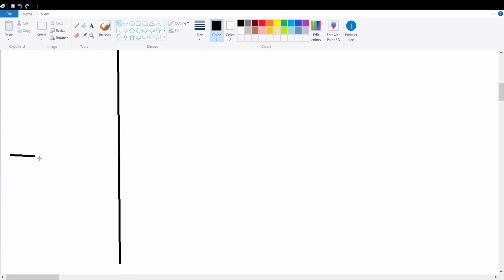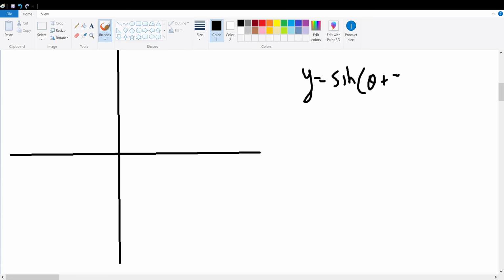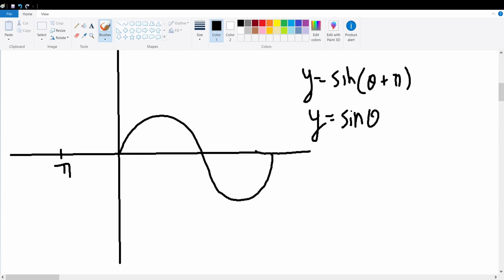So let us do a specific example, where we examine the function y equals sine of theta plus pi. We know that if c, in this case pi, is positive, we will move the function left. In this case, we'll move the function left by pi. Or in general, we'll move the function left by c, if c is positive. In this case, it is. Comparing this graph to y equals sine of theta, which we know has a general shape of about like this, our graph in red will look something like this.